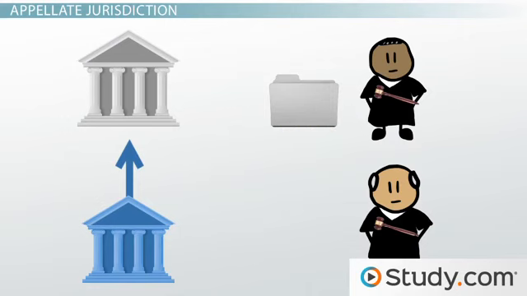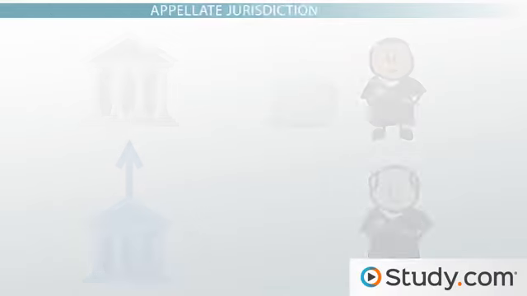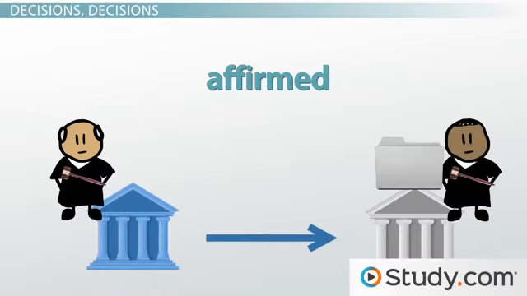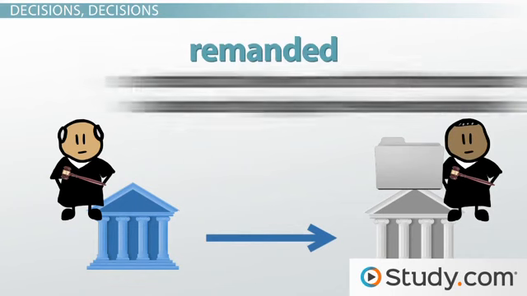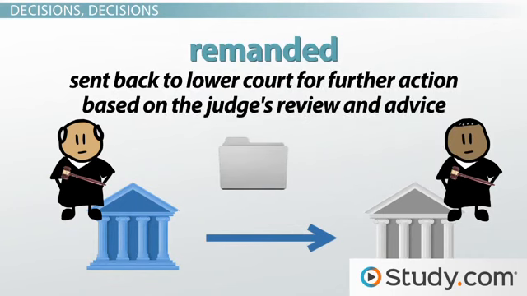The judges or justices will review the ruling and rationale for the lower court judgment and make a decision to affirm, remand, or reverse the ruling. If a decision is affirmed, the higher court is simply confirming the decision of the lower court and no further action can be taken. A case is remanded when it is sent back to lower court for further action based on the judge's review and advice.